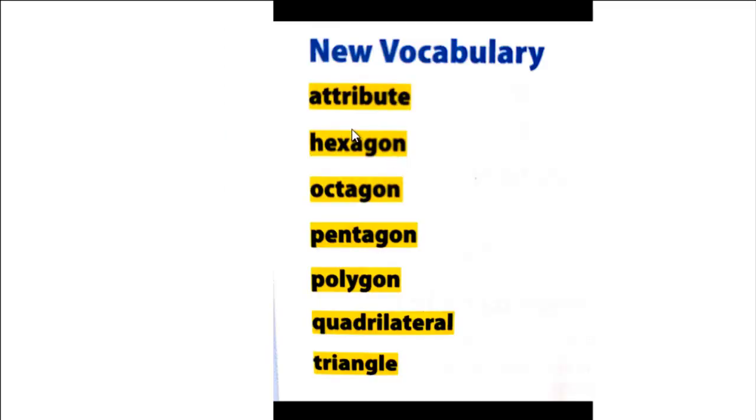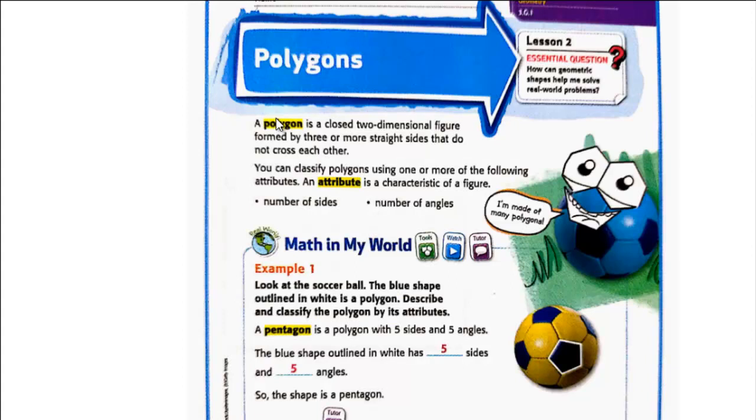Let's take some new words: attribute, hexagon, octagon, pentagon, polygon, quadrilateral, triangle. Again: attribute, hexagon, octagon, pentagon, polygon, quadrilateral, triangle. Let's return to our first page.